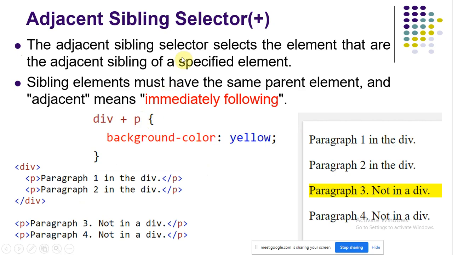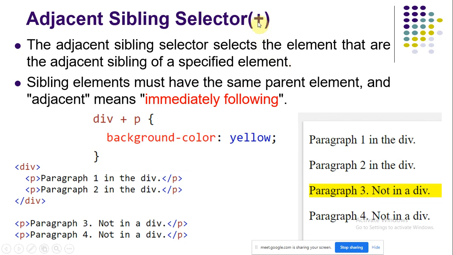So next we have the plus symbol. When you use the plus symbol, div plus p, it means the plus is a sibling selector, and what will happen is, it will select only the immediate sibling, the immediate adjacent element. So for this div element, the immediate paragraph is paragraph 3. So the color will be applied to paragraph 3. So yellow color is applied to only paragraph 3.